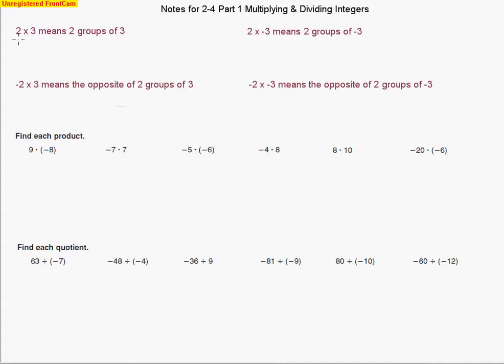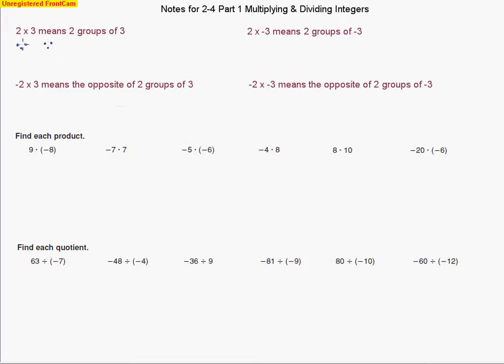And here we have 2 times 3. So what does that mean? Well, I wrote down what it means. 2 times 3 means two groups of 3. So if I was to show you a picture of this, I would have two groups of 3. So it'd be like 3 dots here. There's one group, and then another group of 3 dots. That's what 2 times 3 is.